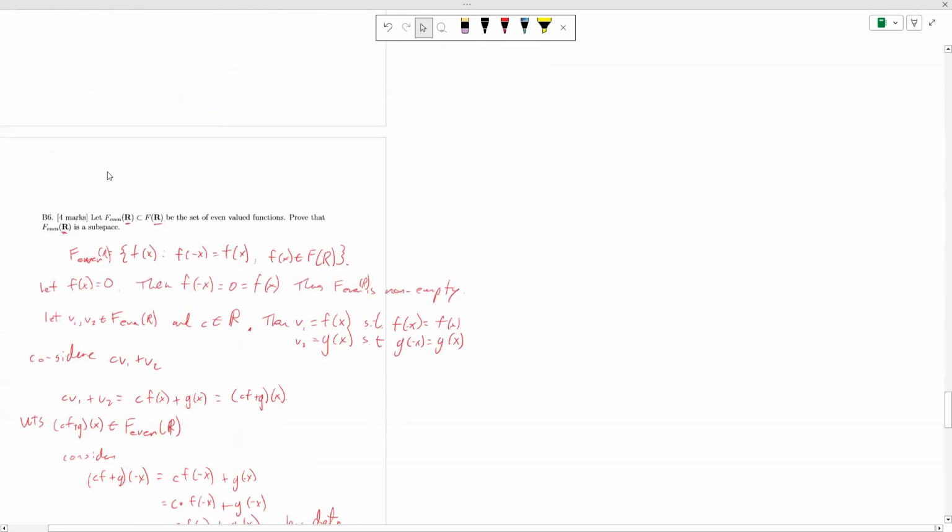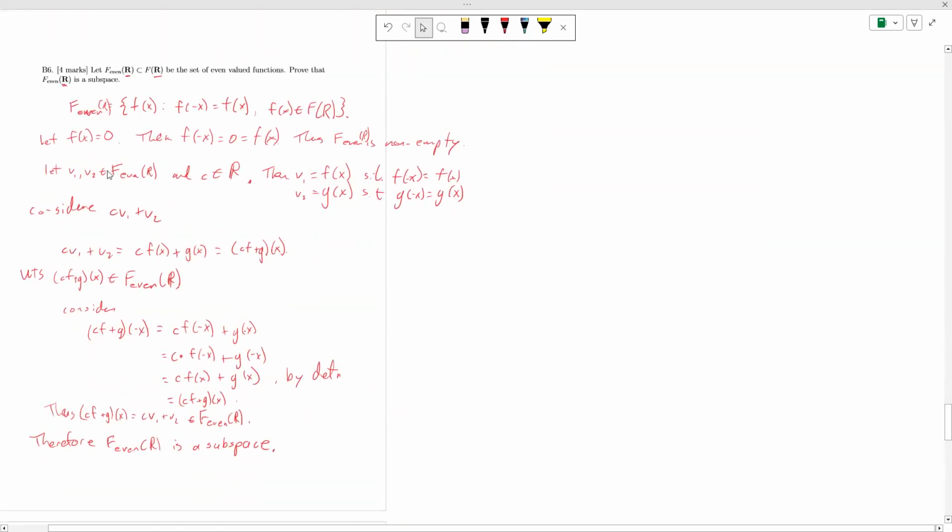Awesome. So now we're going to look at B6, and I went through B6, and we're just going to go through the steps. So first, we define what our even set is. It's the set of real valued functions f of x such that f of minus x equals f of x.